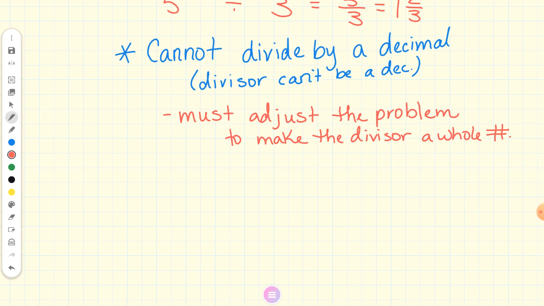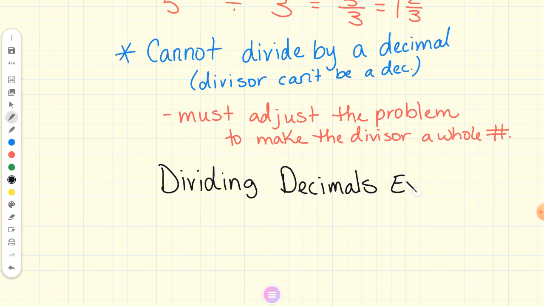I want you for notes today to turn it sideways. Why do you think I'm going to have you turn it sideways? Ty? So you can keep your numbers nice, neat, and lined up, because with long division, is that important? Yes. Okay, so on your loose leaf, I'll write mine down here. I want you to title it Dividing Decimals Examples. Okay, on your loose leaf, title it Dividing Decimal Examples.